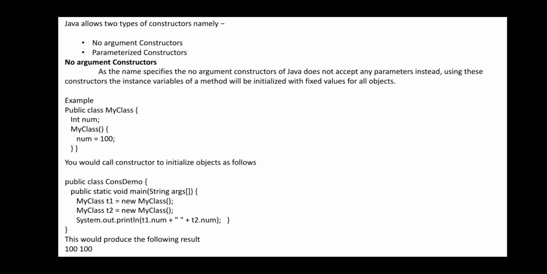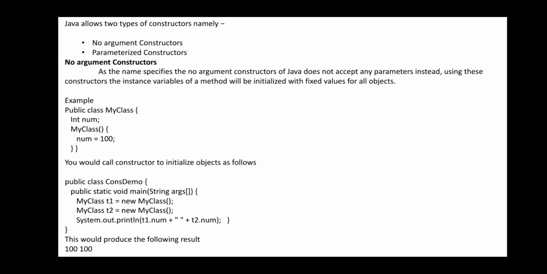So you can have a simple example here. Public class MyClass, int num. MyClass is defined with num is equal to 100. Just an example. You are going to have the demonstration here. Public class ConstructorDemo, and the class name is ConstructorDemo. Public static void main. MyClass t1 is equal to new MyClass. So t1 is an object which is going to call the constructor, the MyClass method, where num is equal to 100.